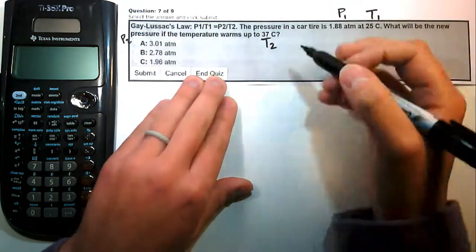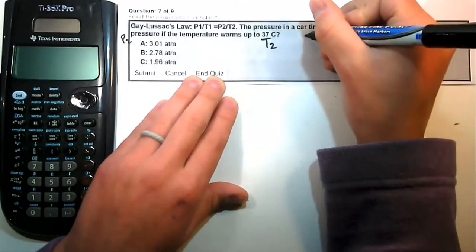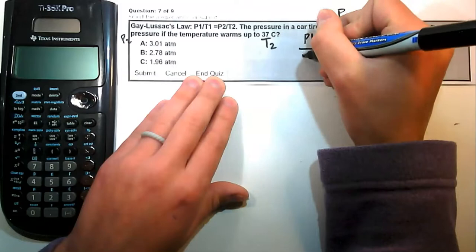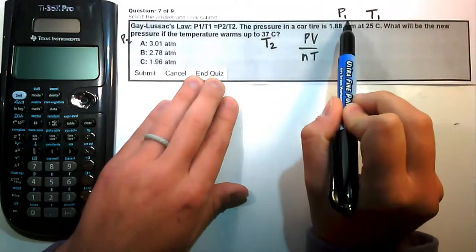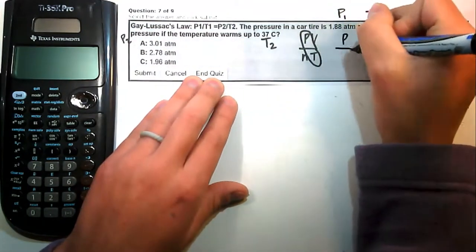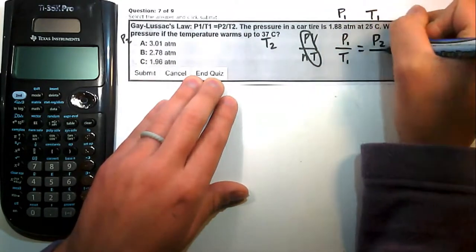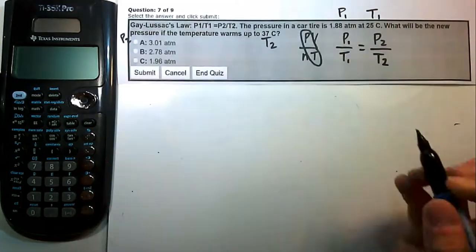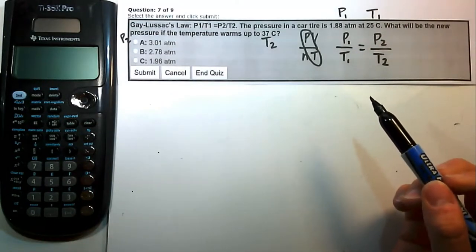So, we are using Gay-Lussac law, but if you weren't sure of that, then write out your gas law, PV over nT. And then we need a gas law with pressure and temperature. So we want P over T equals P over T. P1 over T1 equals P2 over T2. So there's our gas law that we need right there.